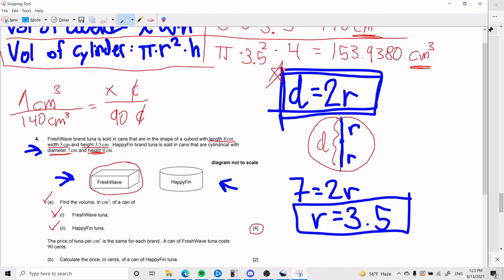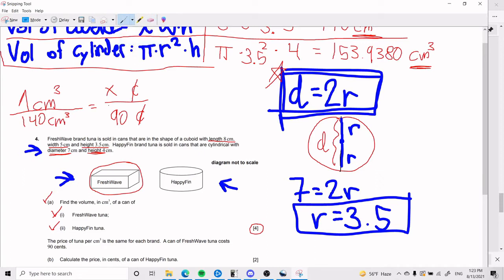Here we have a proportion, right? We don't know how much 1 centimeter cubed is worth, but we know that 140 centimeters cubed is 90 cents. And so if we set it up in this manner, we need to get the value of x. We need to get x alone.